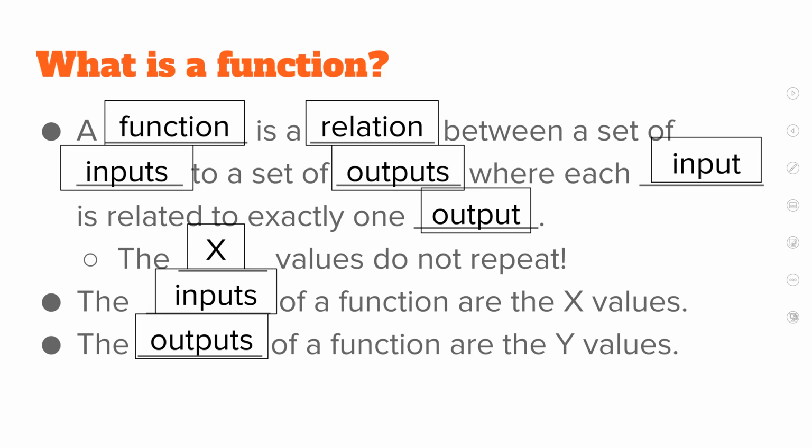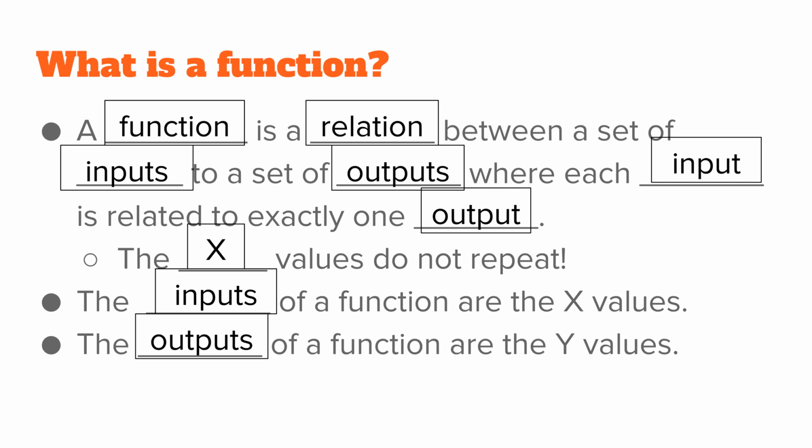So what is a function? A function is a relation between a set of inputs to a set of outputs, where each input is related to exactly one output. Well, we need to know what inputs and outputs are. So our inputs in this case are our x values, and our outputs are our y values.